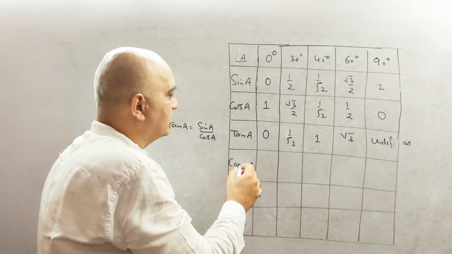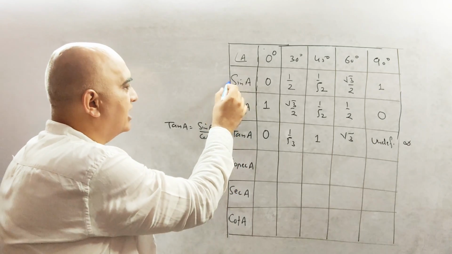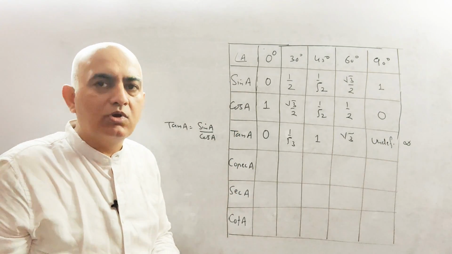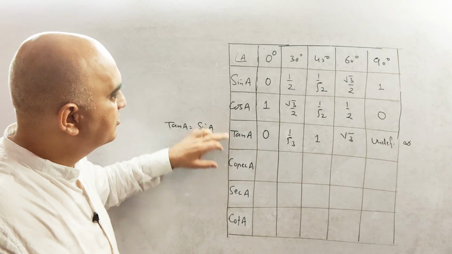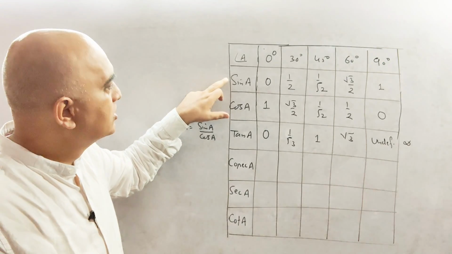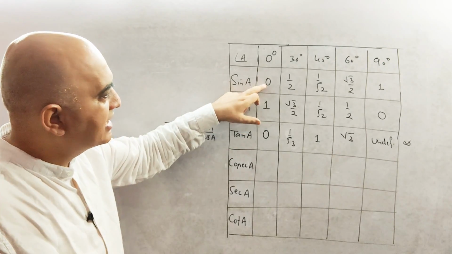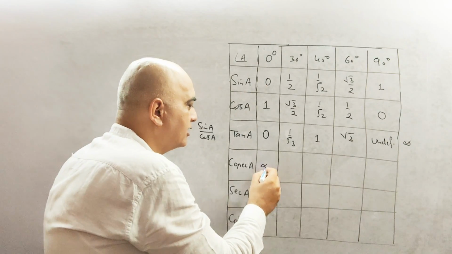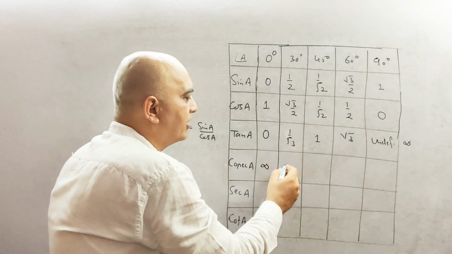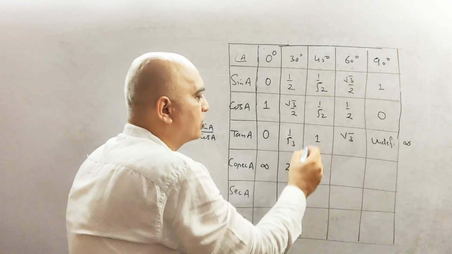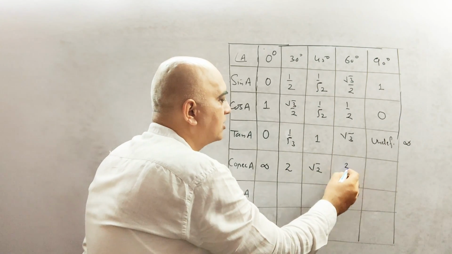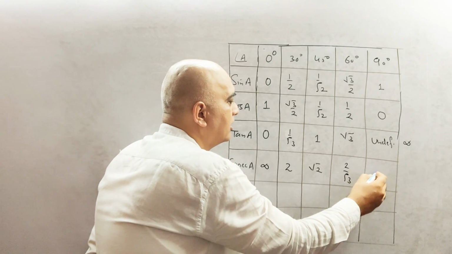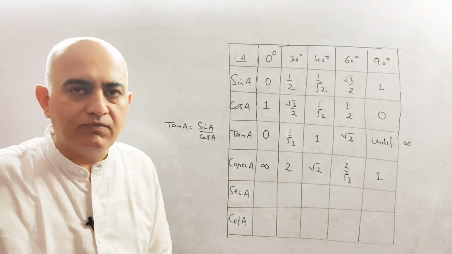After that, cosec A. What is cosec A? Cosec A is nothing but the reciprocal of sine A. So we can take cosec A as the reciprocal of 0, that is again undefined. Reciprocal of 1 upon 2 is 2. Reciprocal of this is root 2. In a similar way, 2 upon root 3, and the reciprocal of 1 is itself.